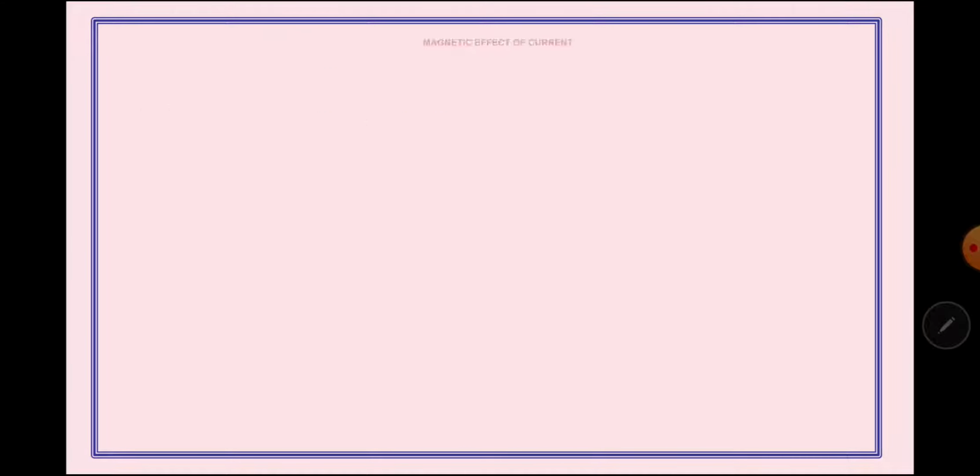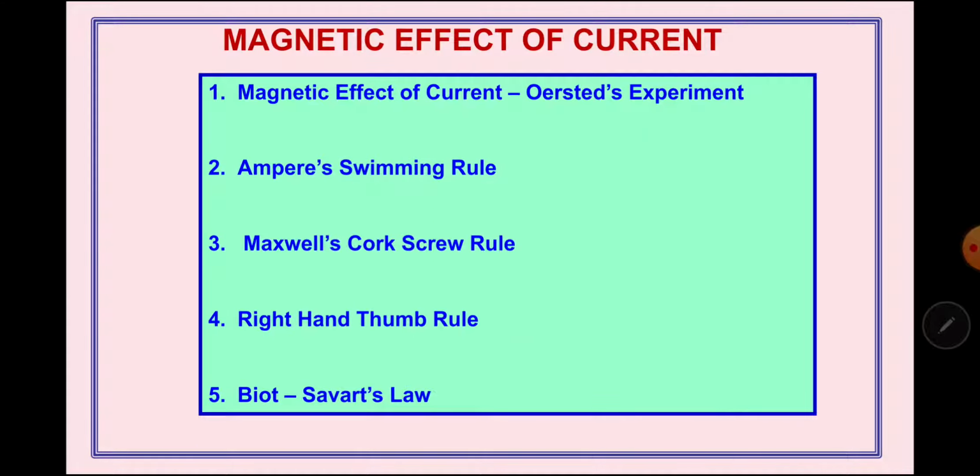So let's move on now. Let us discuss the topics that we are going to discuss today. Today we'll discuss the Oersted experiment, which is the historical overview of the magnetic effects of current. Then we'll discuss Ampere's swimming rule, Maxwell's corkscrew rule, and right hand thumb rule. Students, these 3 rules are used to find the direction of magnetic field due to current carrying conductors. And finally, we'll discuss Biot-Savart's law, which will tell us the method to calculate the magnitude of the magnetic field produced by current elements.